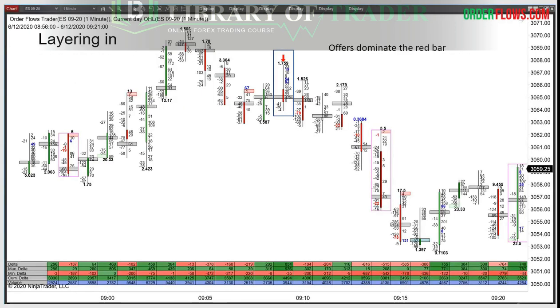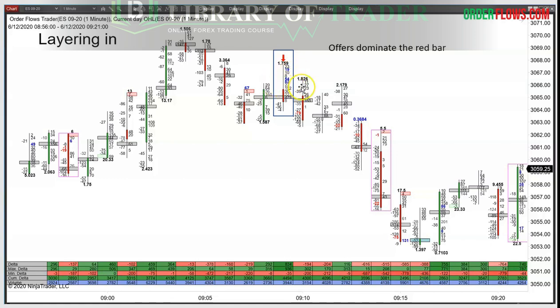Now there's different ways to look at it. You could look at it on a normal footprint chart, or you could look at it on a delta footprint chart. And this is what it looks like on a delta footprint chart, right? That's why you don't see bids and offers on every side. But you can see on this bar, this red bar, you got 1, 2, 3 buying imbalances, right? People are layering in offers.